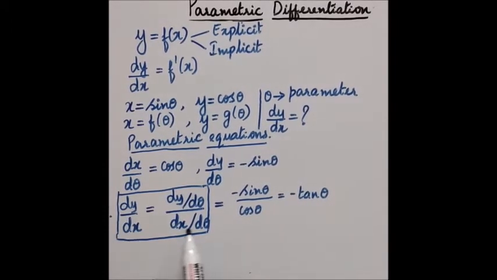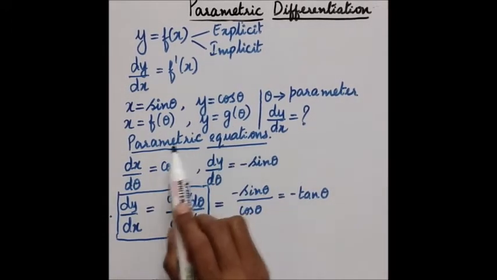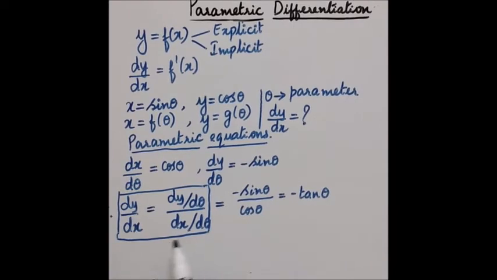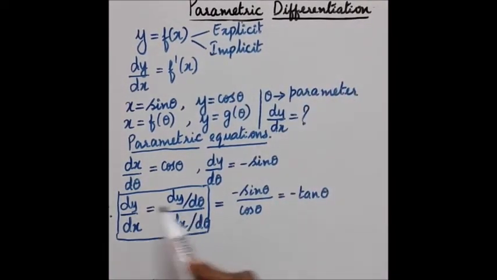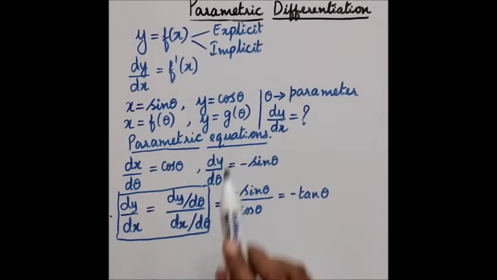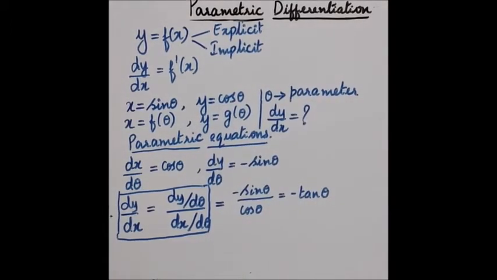So this procedure or method of obtaining dy by dx for the given equations, that is parametric equations, is called parametric differentiation. The method of obtaining dy by dx, which is given in the form dy by d theta divided by dx by d theta for the parametric equations, is called parametric differentiation.